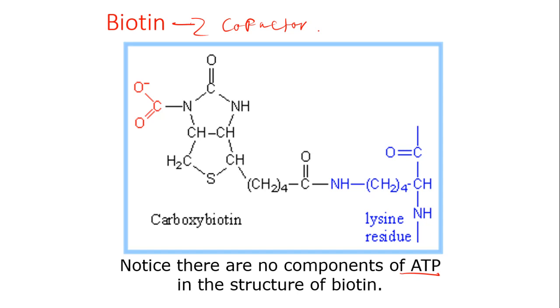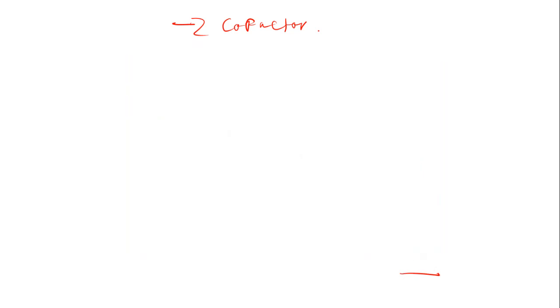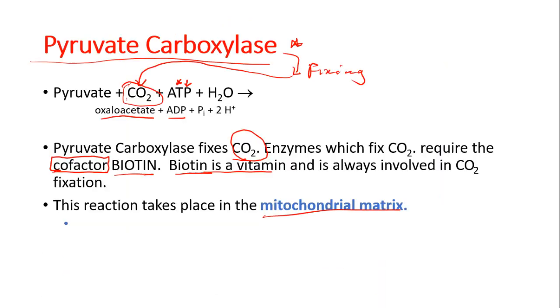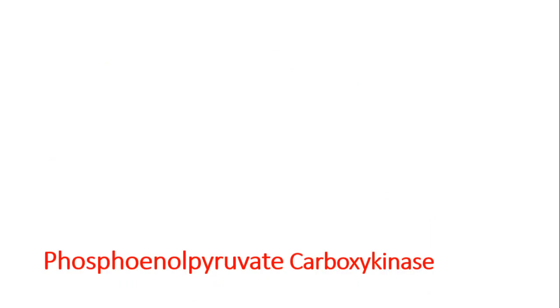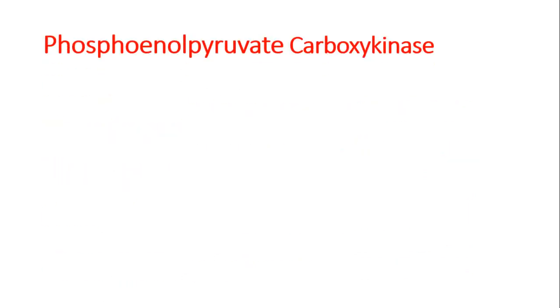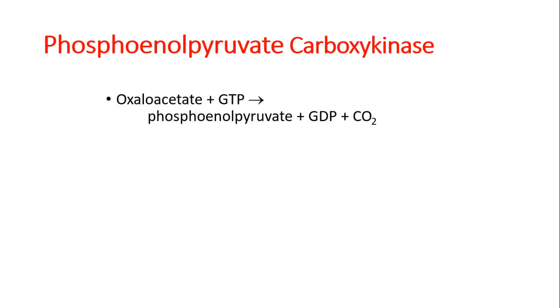Okay. Let's quickly move on and look at the other enzymes. So take note of where this reaction is taking place. This reaction is normally taking place in the mitochondrial matrix. So let's quickly look at the other enzyme, which is phosphoenolpyruvate carboxylase.